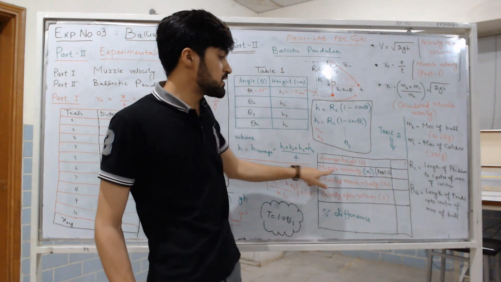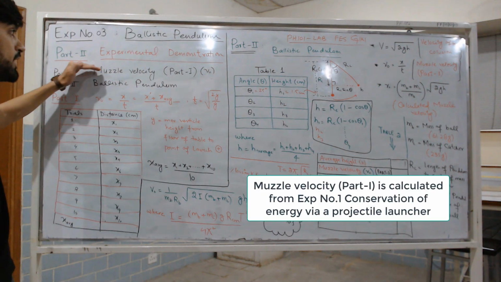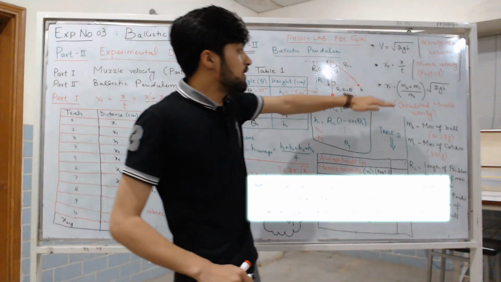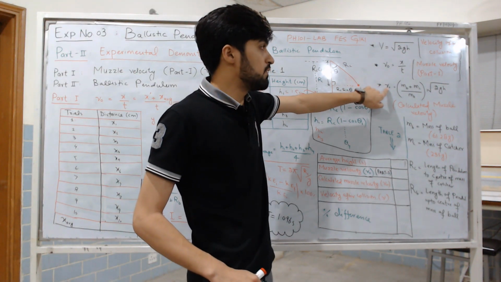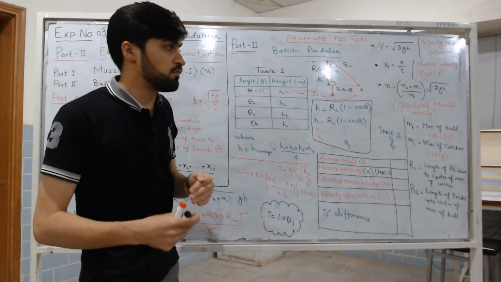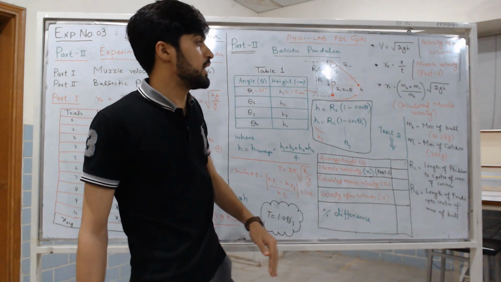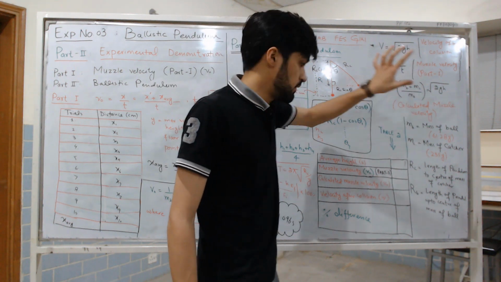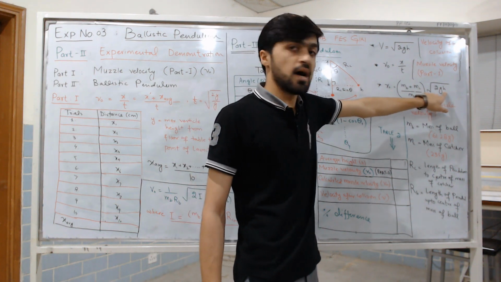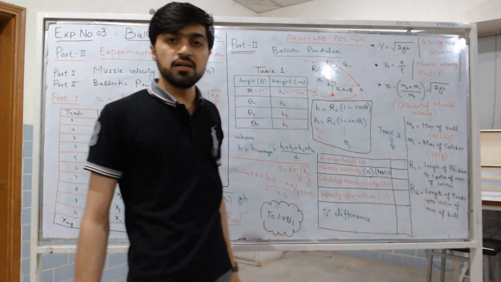Now in the second case, the muzzle velocity V0 part 1 is the velocity you have calculated from part 1, just like you did in experiment number 1. V0 is the muzzle velocity, which we have calculated using the law of conservation of momentum. We have derived this equation, don't worry, you can go and check the first part of this lecture. So this is the calculated muzzle velocity. You have the mass of the ball, you have the mass of the catcher, and the average value of the height. You just need to plug the values and you will get the calculated muzzle velocity.